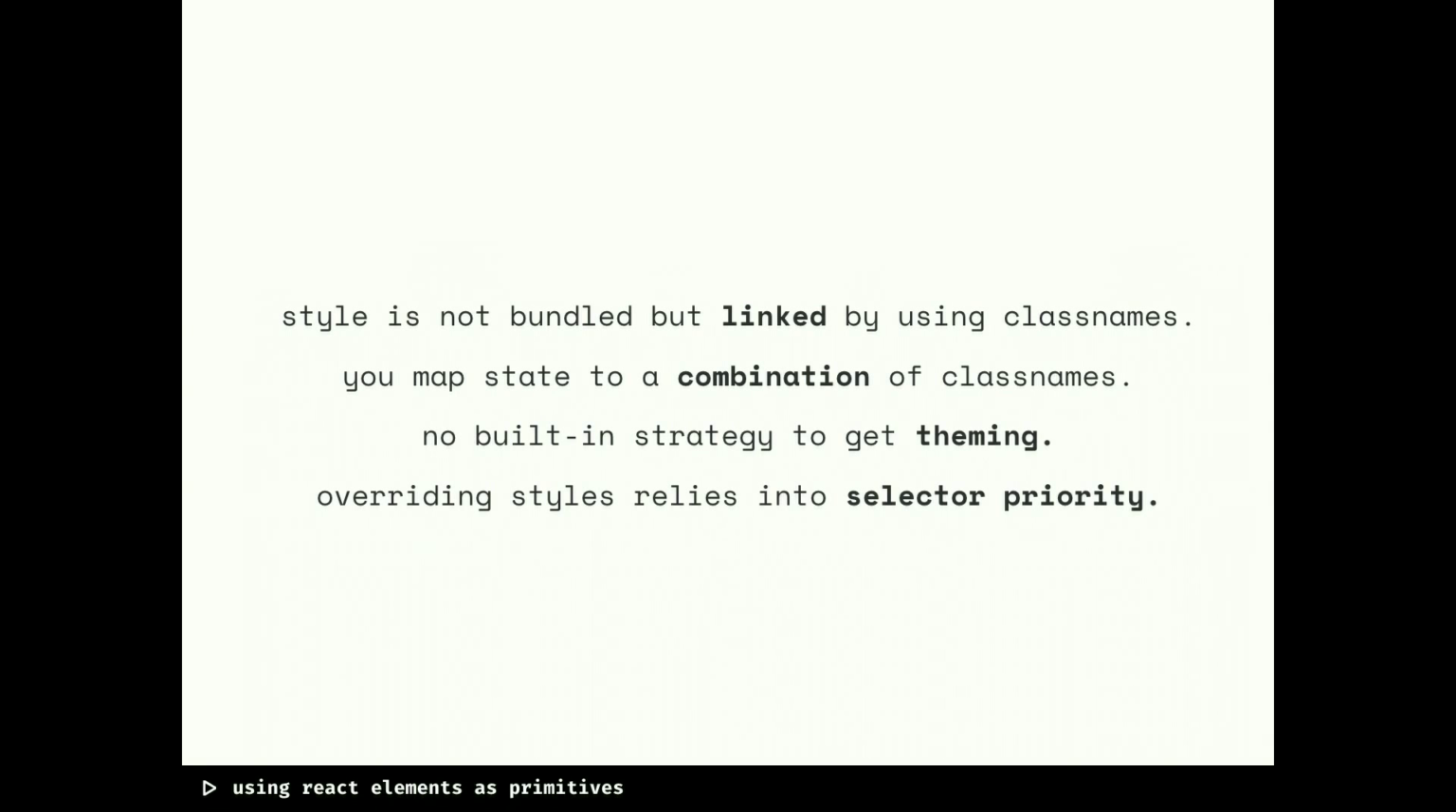And there is no built-in strategy to get theming. You have to set up everything, as we said, with PostCSS or whatever you want to use. And overriding styles, and this is really painful, relies on selector priority. If I write a very specific selector inside my library and you want to override it, you probably won't think about how complex the selector I'm using is. You just try to override it and you don't get the styles. And then you open an issue in GitHub and tell me, hey, this is not working, right?